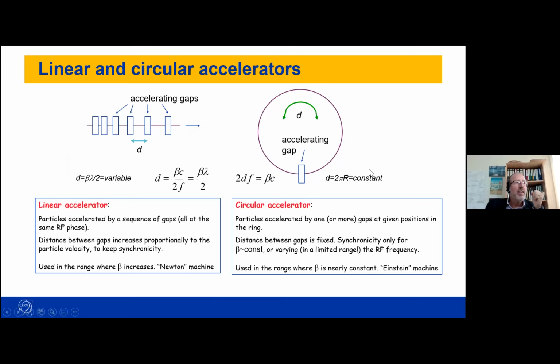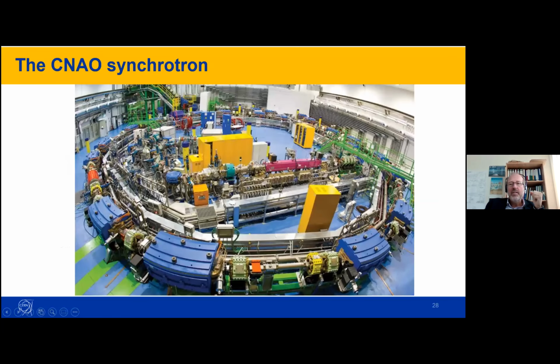And at the beginning, to keep the synchronicity when the velocity is still increasing, you slightly change the frequency in the synchrotron, proportionally to beta c, which is the velocity of the particles. So in the synchrotron, you have constant distance but variable frequency, while in the linac you have variable distance and constant frequency. In this way, you can easily build a synchrotron.